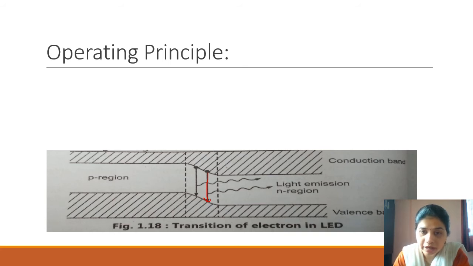So while they are jumping from the conduction band to the valence band, the rest of the energy which is not required in the valence band is converted in terms of light. In this way the light emission is done in LED. In case of LED, this energy is converted into light, but in case of other diodes, this energy is converted into heat.